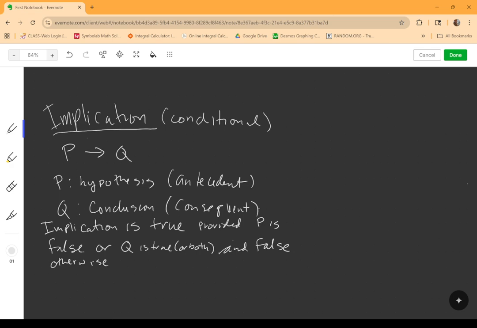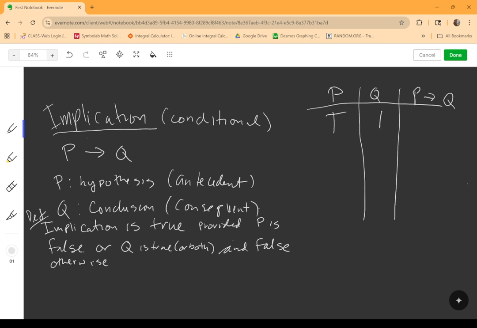So this is a definition. When we say this is by definition, this is what it means to be logically correct. An implication is true provided P is false or Q is true or both, and false otherwise. So here is where we'll introduce our truth table. You have statements P and Q, and then the implication if P then Q. By definition, the most basic one: if they're both true, then the implication is true.